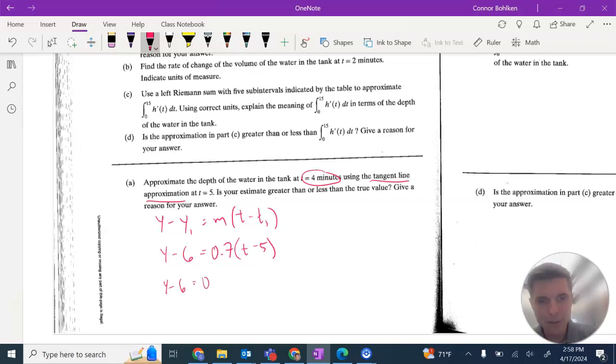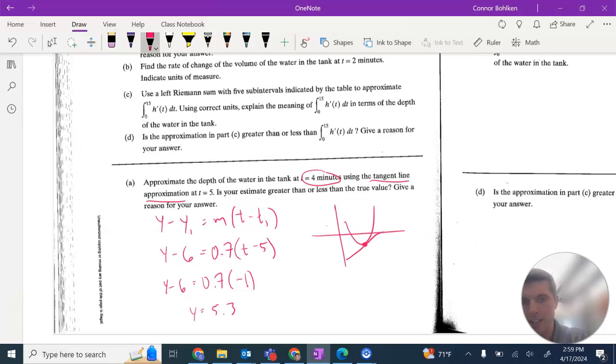So y minus 6 equals 0.7 times 4 minus 5, that's negative 1. Negative 0.7, then add 6, so y equals 5.3. This is our approximation. So that's the approximation of the height at 5.3. But if we're asking about whether it's greater than or less than, we actually only care about concavity. So we're trying to say, is my function concave down? And in that case, my line will always be above the function. Or is my function concave up? Because if that's the case, my approximation will always be below that function.